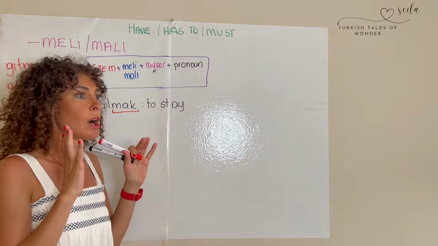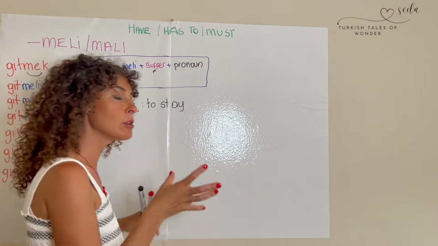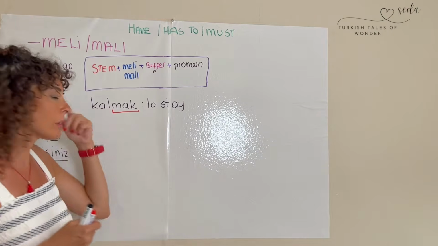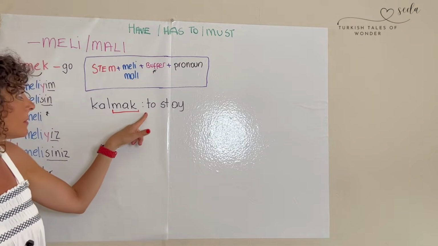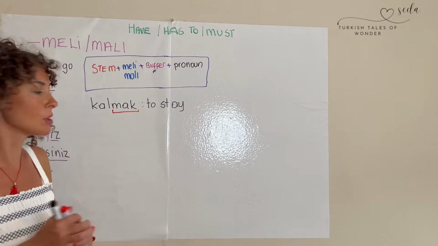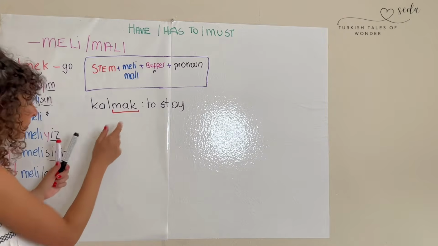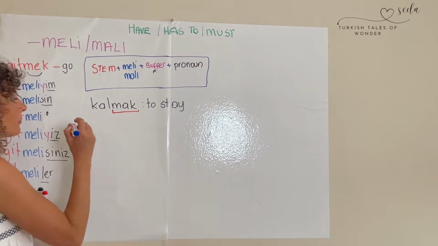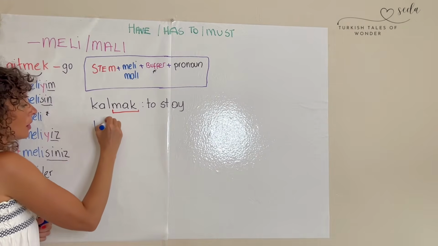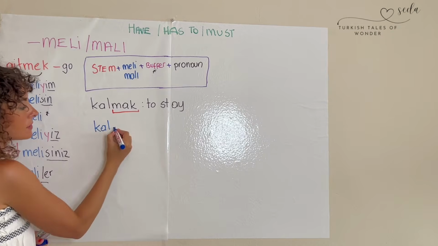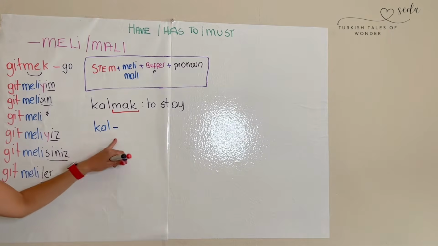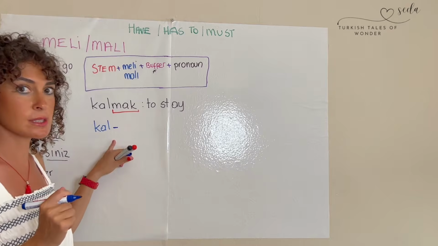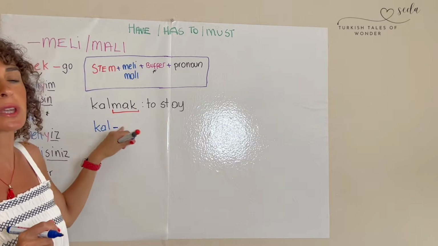So you are looking at the dictionary and you find this and you are thinking, how am I gonna add it here? Kalmak malı. No, you just take this stem out, the mak out. So we have, let's use another one, kal. You see this dash here, and this means you can add a suffix. When you see this, it means you can add a suffix.